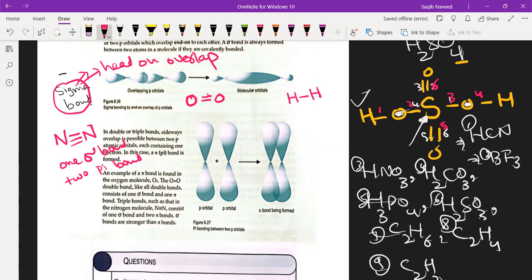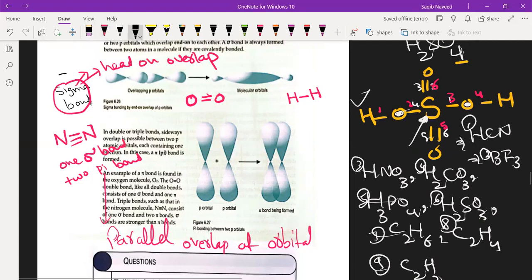ठीक है जी. और pi bond क्या होगा? Pi bond is formed due to parallel overlap of orbitals. ओके, सो ये एक फर्क हो गया. This was the difference. The other one is, sigma bond is stronger and pi bond is weaker.